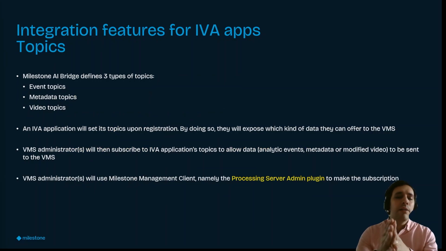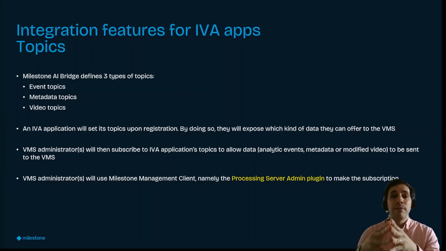All right, now let's dive in on this subject, which is a core functionality of Milestone AI Bridge called topics. Basically, Milestone AI Bridge defines three types of topics: event, metadata, and video topics. Then it's up to an IVA application to define its own topics upon registration. And basically what they will do by doing so is that they are exposing and being explicit in regards of which kind of data they offer to the VMS.